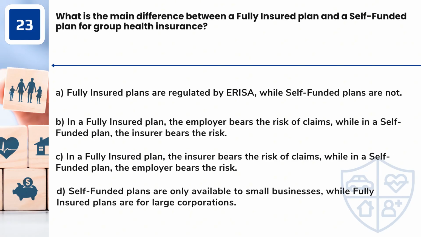Question 23. What is the main difference between a fully insured plan and a self-funded plan for group health insurance? A. Fully insured plans are regulated by ERISA, while self-funded plans are not. B. In a fully insured plan, the employer bears the risk of claims, while in a self-funded plan, the insurer bears the risk. C. In a fully insured plan, the insurer bears the risk of claims, while in a self-funded plan, the employer bears the risk. D. Self-funded plans are only available to small businesses, while fully insured plans are for large corporations.